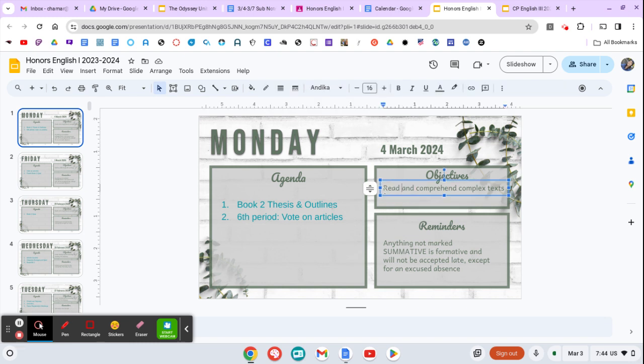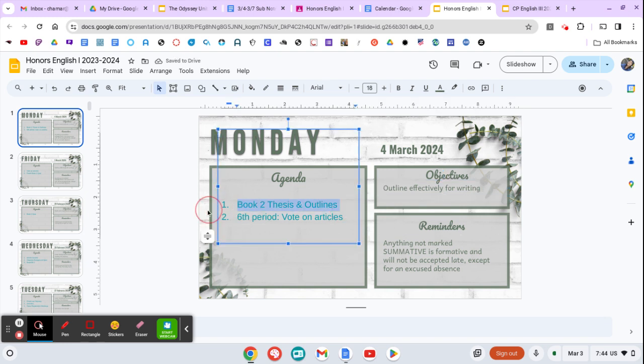Today's learning objective is actually not read and comprehend complex text. That fits much better when we actually read the Odyssey. Today, we are working on outlining effectively for writing. That's our objective with this assignment.